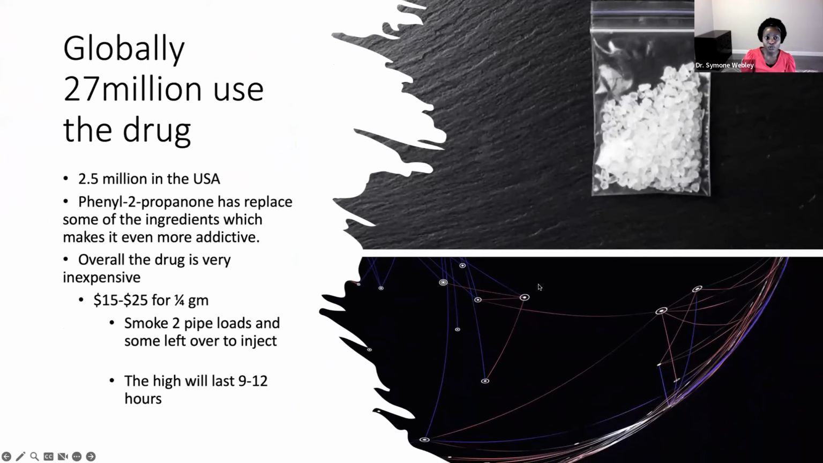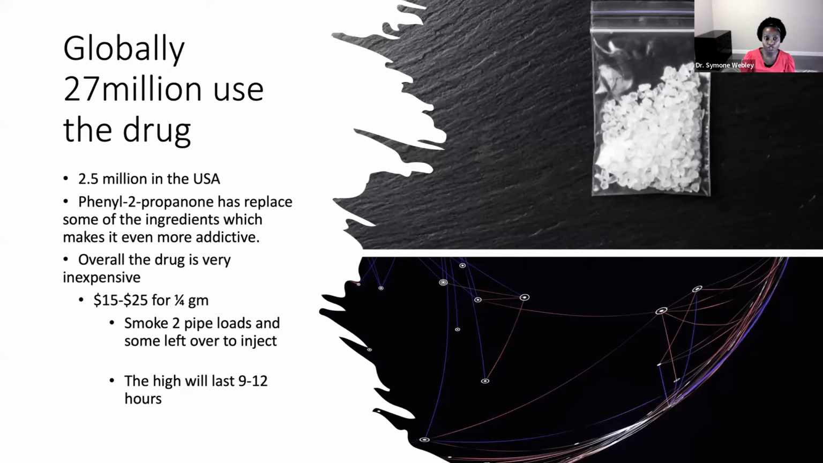So globally, about 27 million people use the drug methamphetamine, and 2.5 million in the US alone. And there is now a new type of methamphetamine on the market, which is called P2P, or phenyl 2-propanone, which replaces some of the ingredients that we mentioned that they have in methamphetamine and makes it even more addictive.